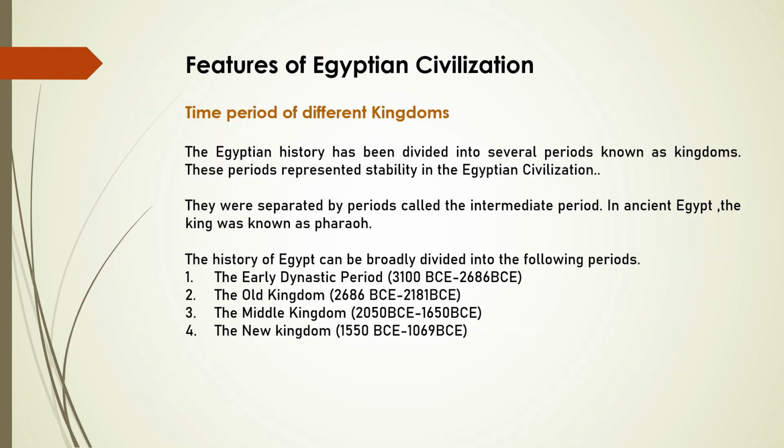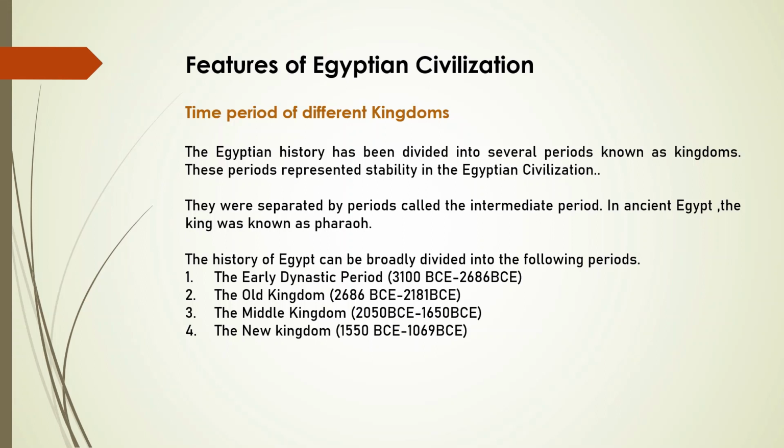The history of Egypt can be broadly divided into the following periods: the early dynastic period, the old kingdom, the middle kingdom, the new kingdom. In different kingdoms, different kings and queens were there. The kings were called pharaohs.